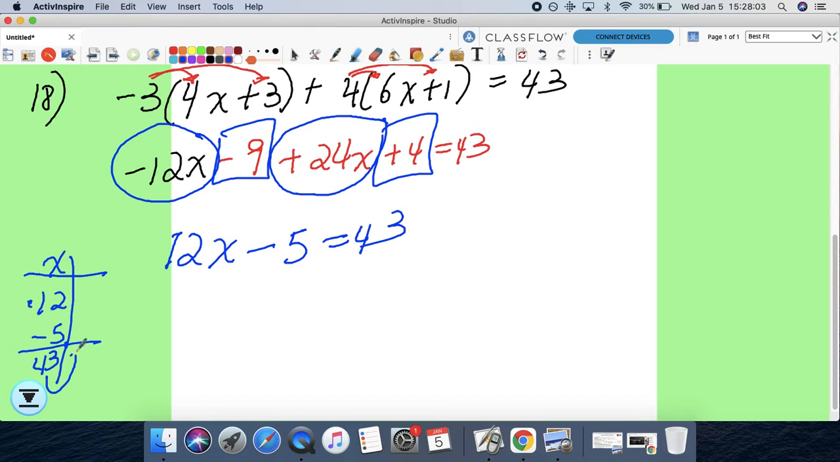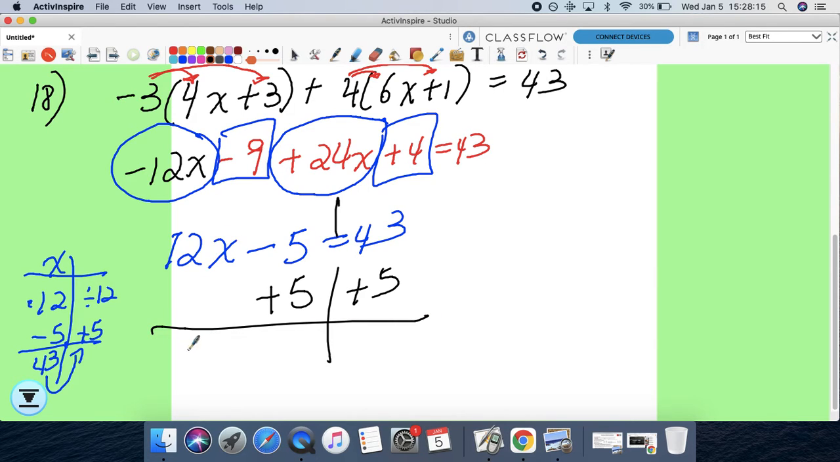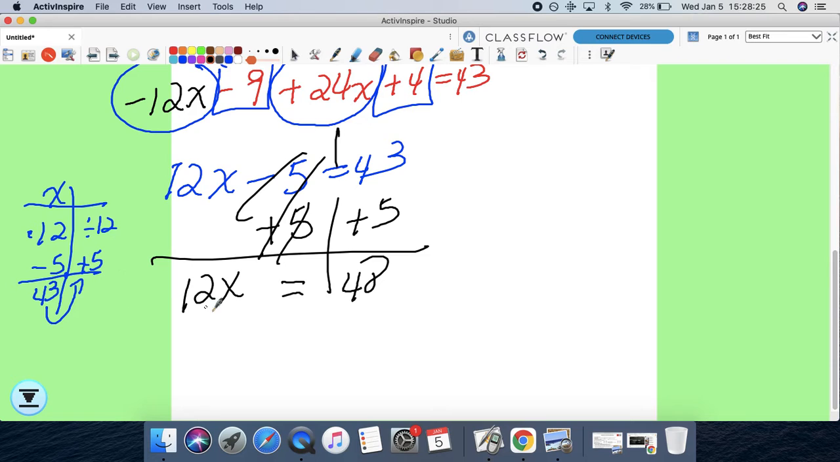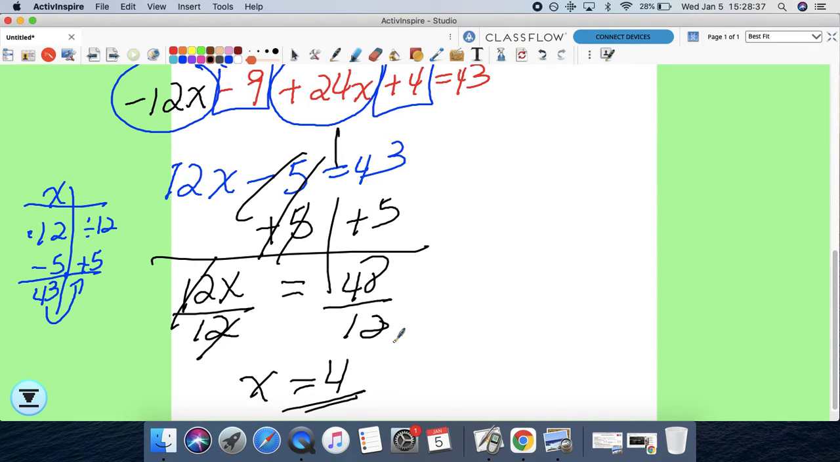So we're going to do plus 5 on both sides and divide by 12. Plus 5, plus 5. 12x comes down, and then minus 5 and plus 5 goes away. 43 plus 5 is 48. We're going to divide both sides by 12. 12 and 12 simplifies to 1 and goes away. 1 times x is x. 48 divided by 12 is 4. So there's our answer. x equals 4.